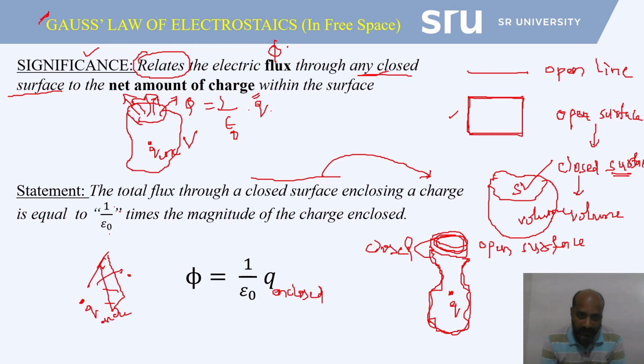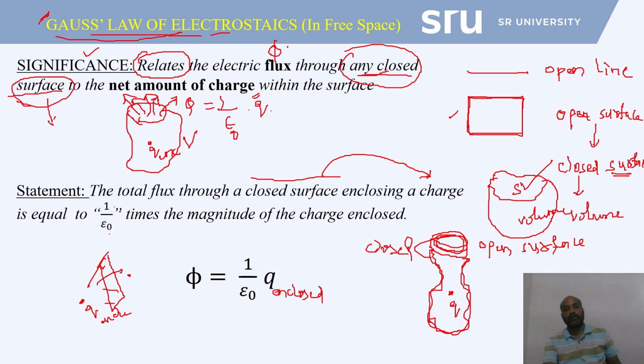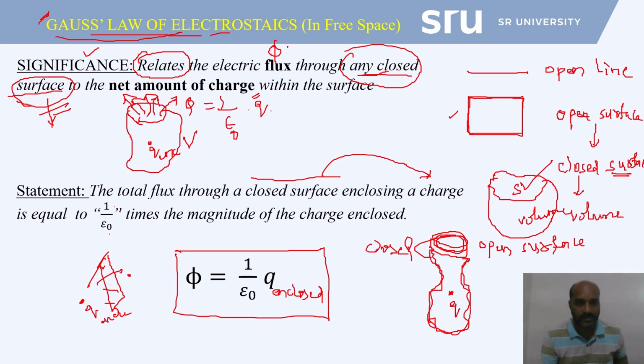So from this overall discussion, one thing that we should notice is that Gauss law of electrostatics is strictly applicable for closed surfaces only. I mean, it is not applicable for open surfaces. It is applicable only for closed surfaces. And we'll try to prove this equation mathematically.